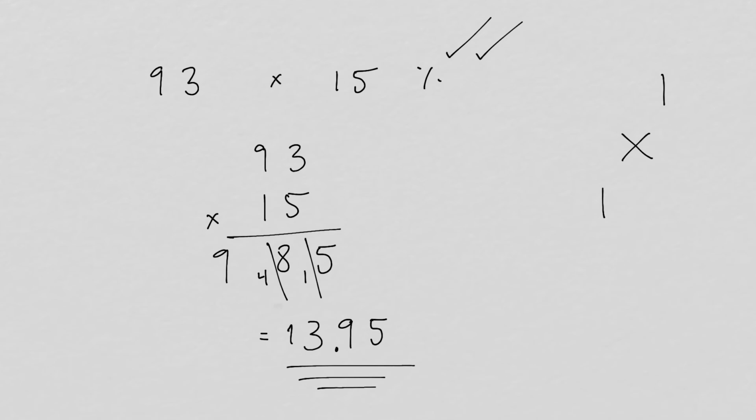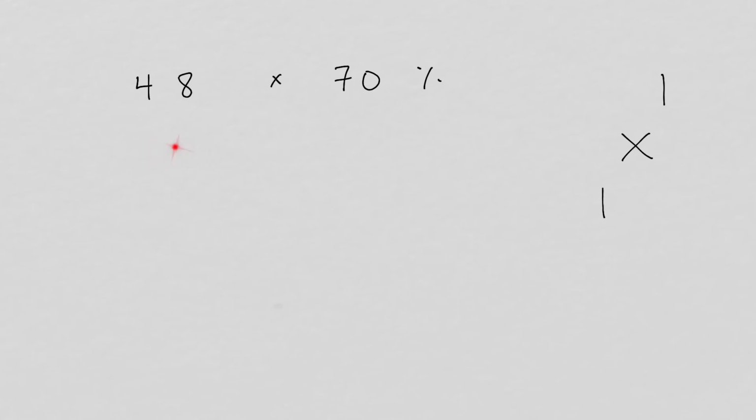Okay, one more example problem just for fun. Here we have 48 times 70%. First thing we're going to do is line this up for vertically and crosswise. So here we have 48 times 70. Now remember once again that if you have a percentage, that means you're multiplying by a decimal. We're going to take that decimal out for now and put it back in once we get the answer. First step is the right-hand side. That means 8 times 0, which is 0.